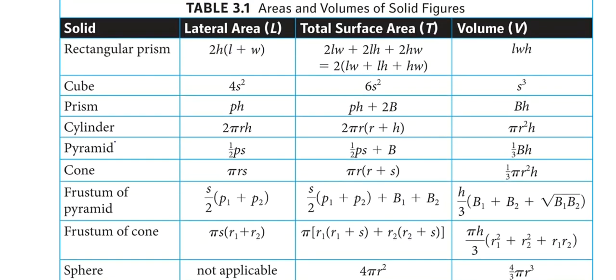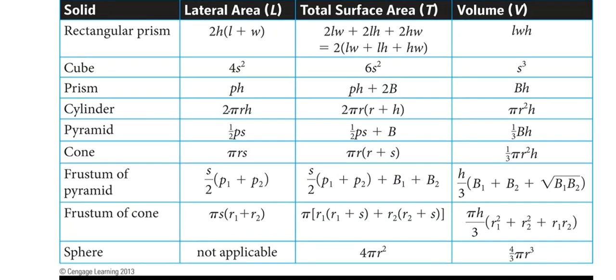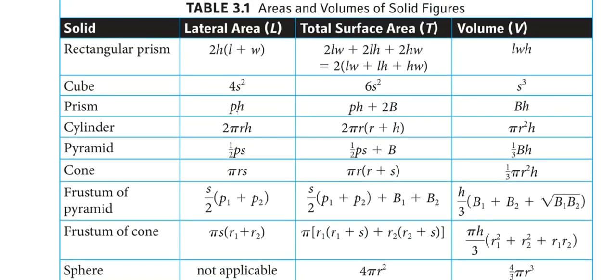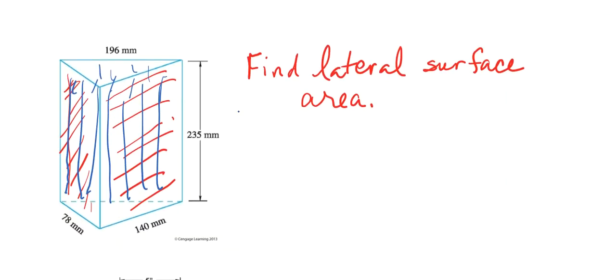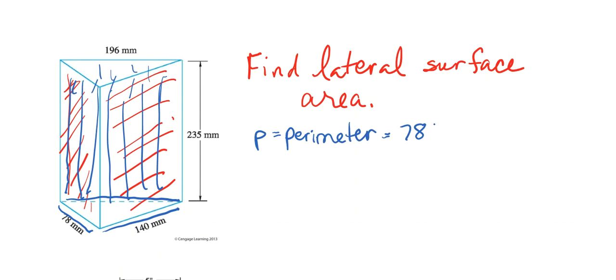To find the lateral surface area of this, we're going to go back up to our chart. We've already determined it's a prism because it's a polygon that goes straight up. In order to do lateral area, it says to take P, which is the perimeter, and multiply it by the height. So perimeter times the height. The perimeter is the perimeter of the base. If I look at this base, it is 78 by 140, and on the back side here is the same as the 196. So my P, which is the perimeter, is 78 plus 140 plus 196.